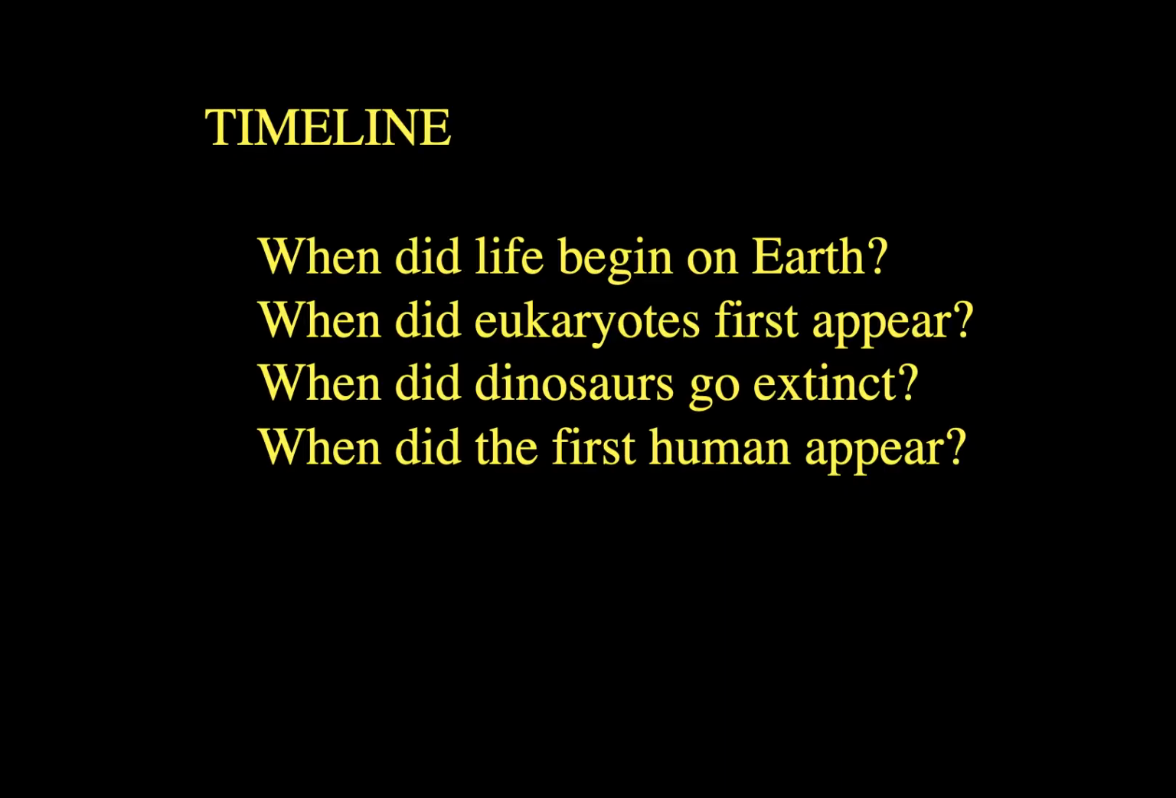So some of the major questions to keep in mind while I'm going through this is when did life begin on Earth? When did eukaryotes first appear? When did the dinosaurs go extinct, and when did they appear? And then when did the first humans appear, as well as when did the first hominins occur, our human-like ancestors.